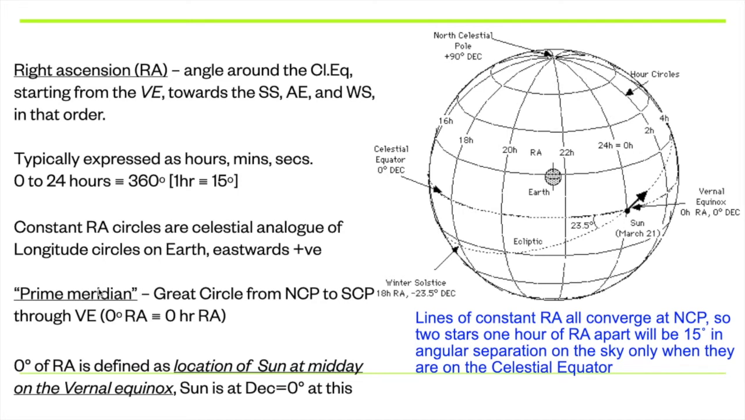circles on Earth. What is the prime meridian? This particular meridian, which starts from the north celestial pole and goes all the way to the south celestial pole through the vernal equinox, is called the prime meridian, and right ascension is measured starting from this prime meridian. This is analogous to Earth's prime meridian, which passes through Greenwich. To be specific, 0 degrees of right ascension is defined as the location of the Sun at midday on the vernal equinox.